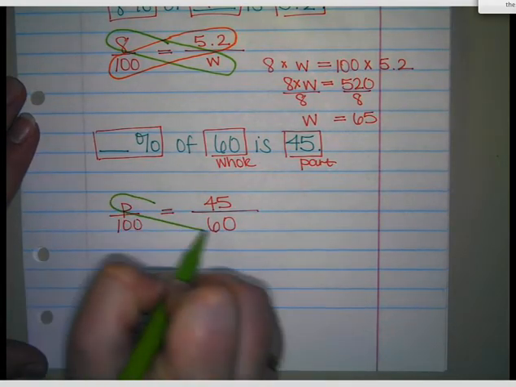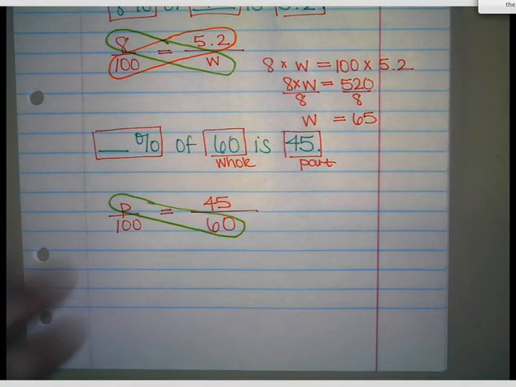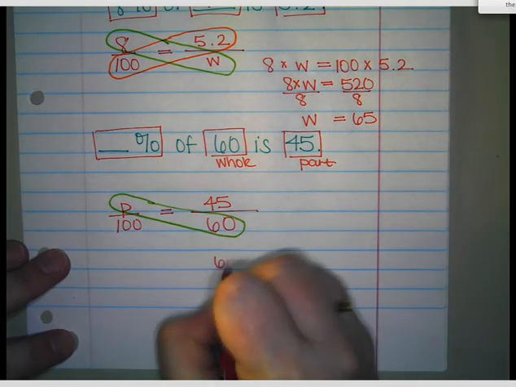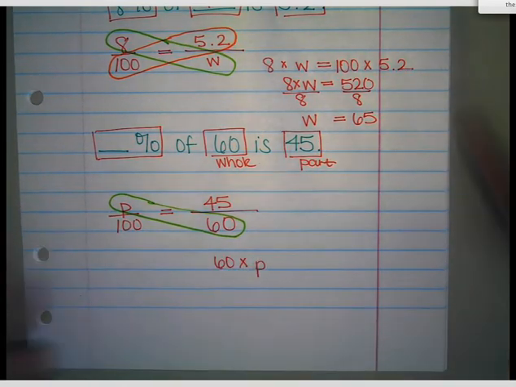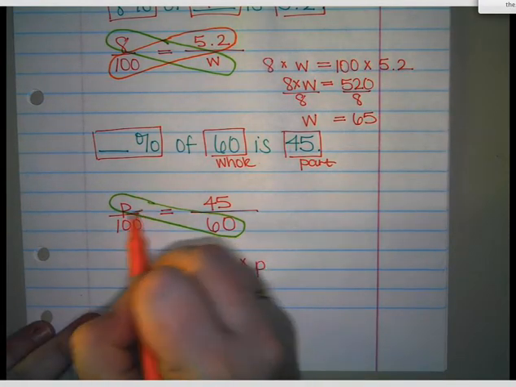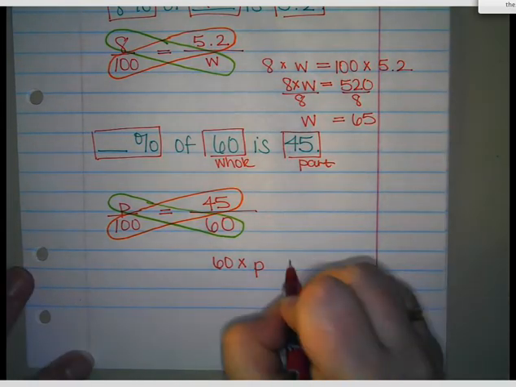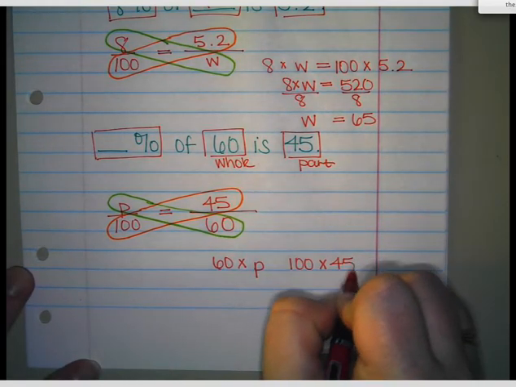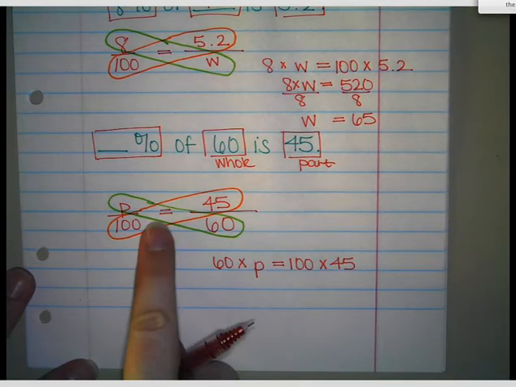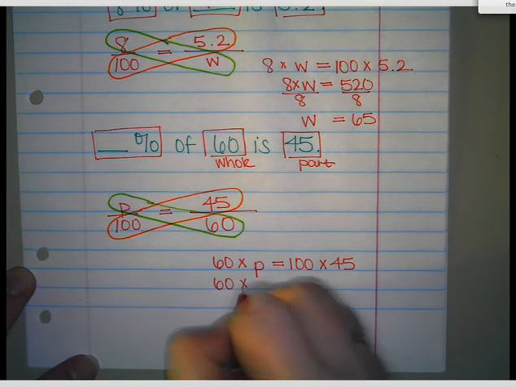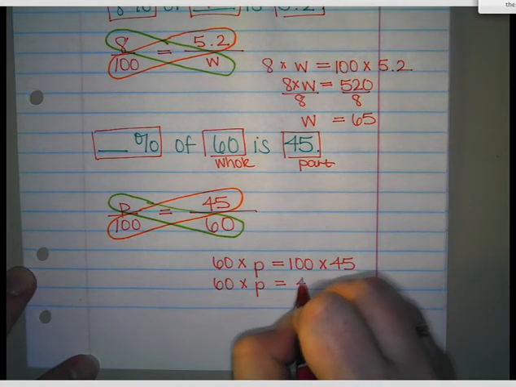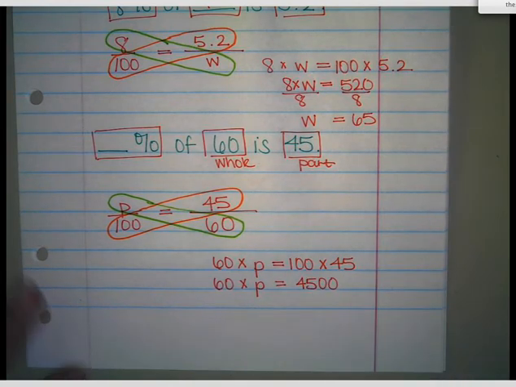I'm going to multiply these two together. So I have 60 times P. And then I'm going to multiply my other two together, which is 100 times 45. And I'm going to set those equal to each other because of the equal sign in the middle. Okay, so then I have 60 times some mystery number equals, I can do this one in my head, 4,500. If you don't know how to solve that, I want to get P by itself.